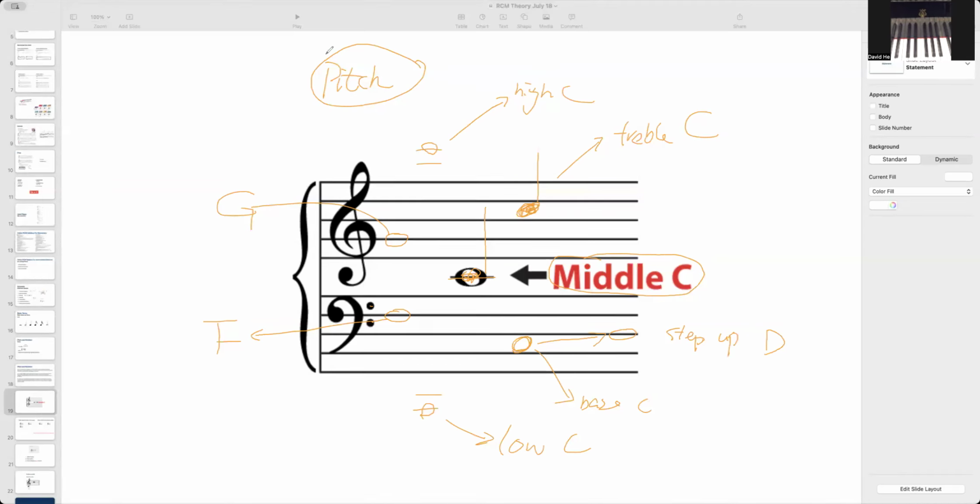Someone asked a question, what is the same note, like from this one, D and D? That one is called staying the same. They're the same. We call it first.